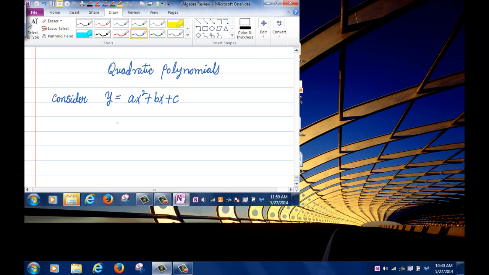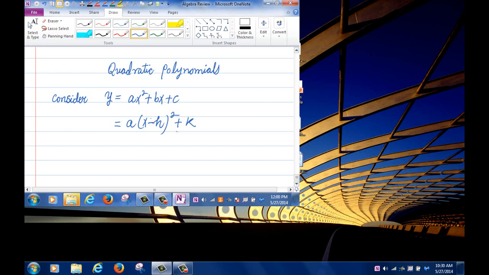What happens is that anytime you have a quadratic polynomial like this, you can rewrite it in the following way, okay? You can rewrite this as a times x minus h squared plus k. Anytime you have a quadratic polynomial, you can rewrite it in this form by using the trick of completing the square. Okay, and I'm going to show you some examples in a second.